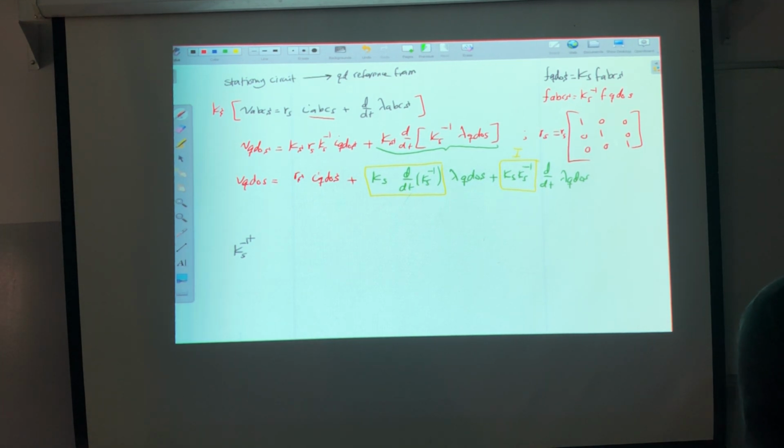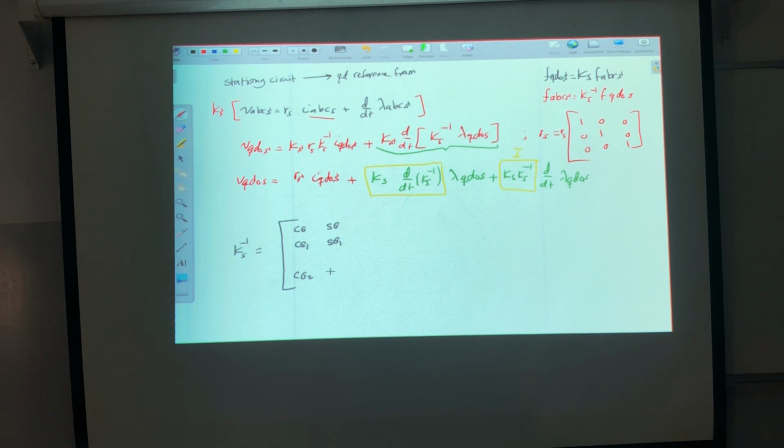1 over 2. It's 1 over 2, yeah, because 2 over 3. So at the end of the day, it's 1 over 2. I fixed it, I think. Yes, 1 over 2. So this one is the cosine inverse, which is the K_S inverse: cosine theta, cosine theta 1, cosine theta 2, sine theta 1, sine theta 2, and here 1. Now I need what?